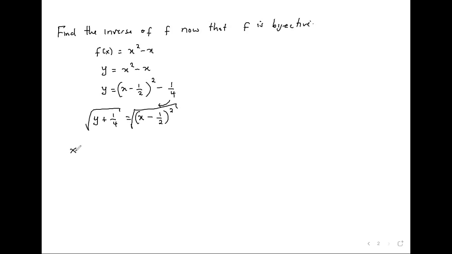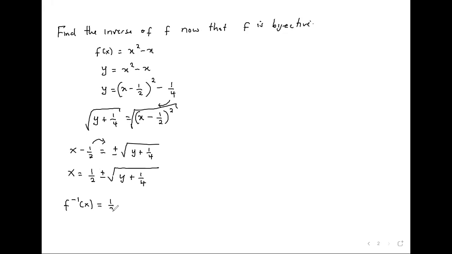So we'll get x minus 1 over 2 is equal to plus or minus the square root of y plus 1 over 4. Take this the other side. So we'll have x is equal to 1 over 2 plus or minus the root of y plus 1 over 4. So that we have f inverse of x to be equal to 1 over 2 plus or minus the root of y. So now I'll put the inverse, so I'll put x plus 1 over 4.